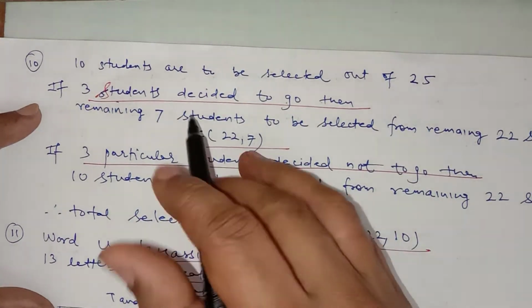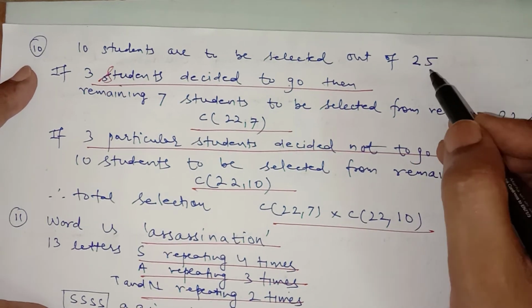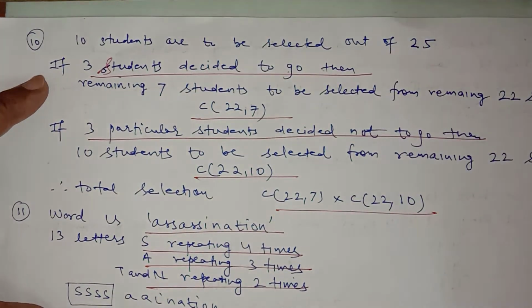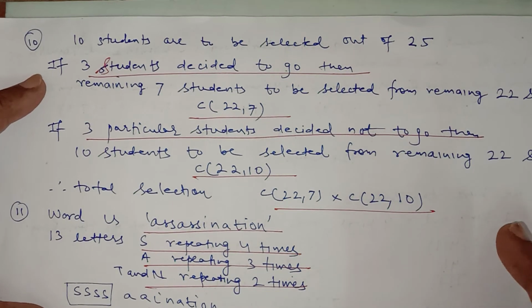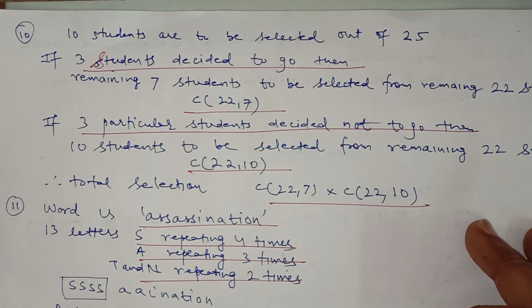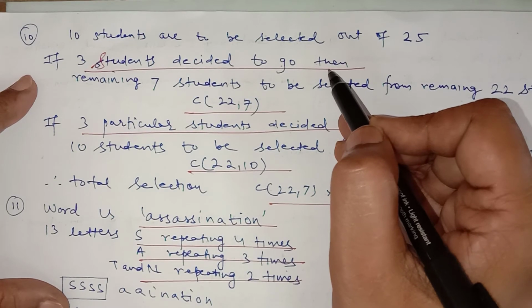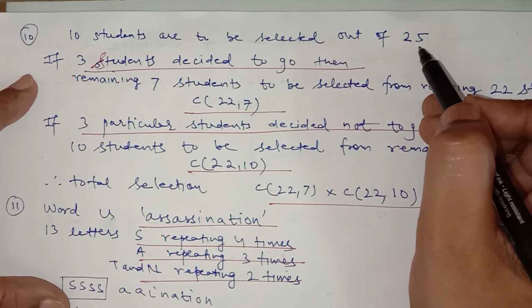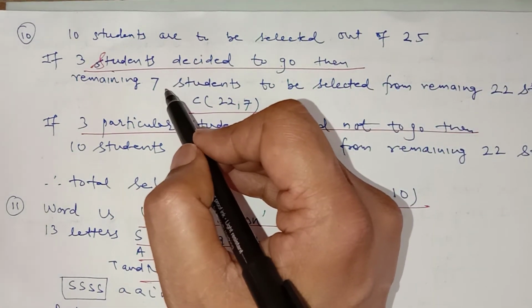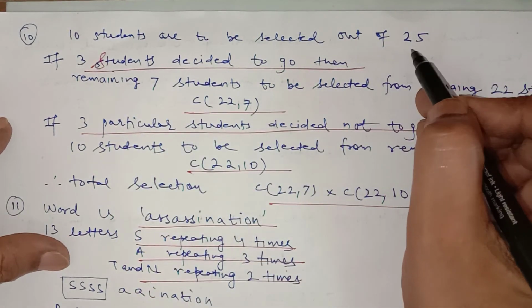In question number 10, you have to make a selection of 10 students out of 25 for an excursion party, and there is a condition that there are 3 students who either all of them will go or none of them will go. So how many ways can you make a selection? Now there are 2 cases. If the 3 students are decided to go, it means from the remaining 22 students you have to select 7. Because you have to select 10 students, 3 are going, so the remaining 7 students you can select from the remaining 22.